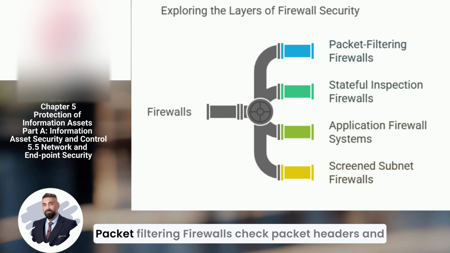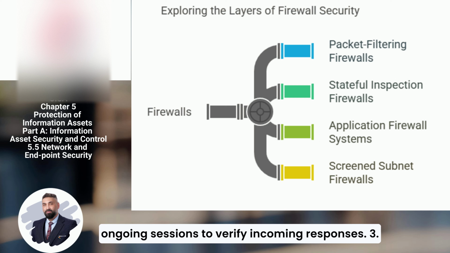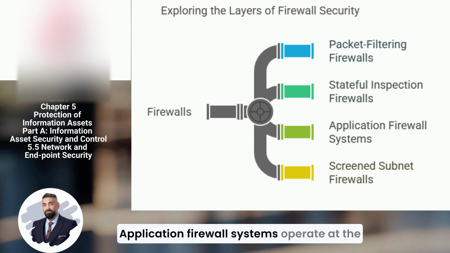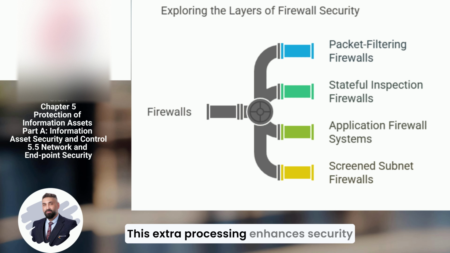1. Packet filtering firewalls check packet headers and enforce simple rules, quick but not foolproof. 2. Stateful inspection firewalls go deeper, tracking ongoing sessions to verify incoming responses. 3. Application firewall systems operate at the software level, using proxies for various services like HTTP or FTP. This extra processing enhances security, but can slow down performance.